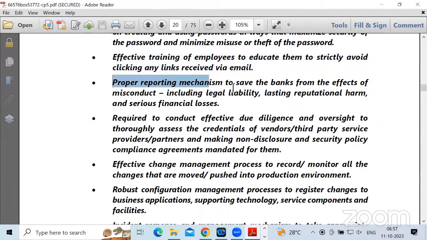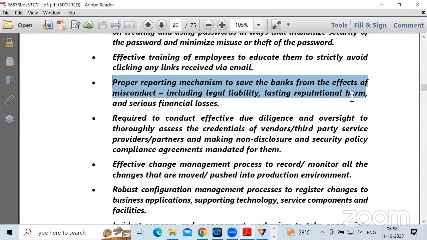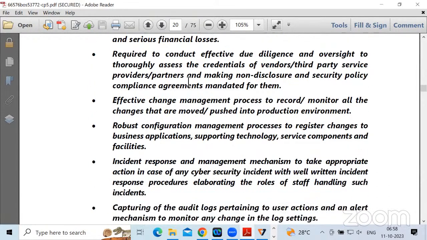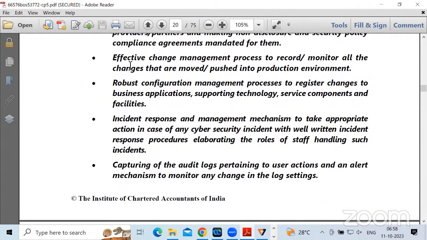Then proper reporting mechanism to save the banks from the effects of misconduct, including legal liability, lasting reputational harm, and serious financial loss, self-explanatory. Procurement to conduct effective due diligence and oversight, thoroughly assess the credentials of vendors, third-party service providers, partners. Why? Because sometimes the partners or the vendors or the third-party service providers can become a hacker in the future. So they have to be thoroughly checked. Then effective change management process record.